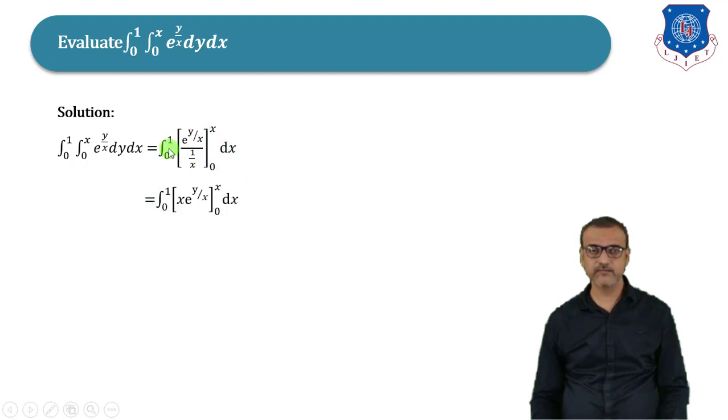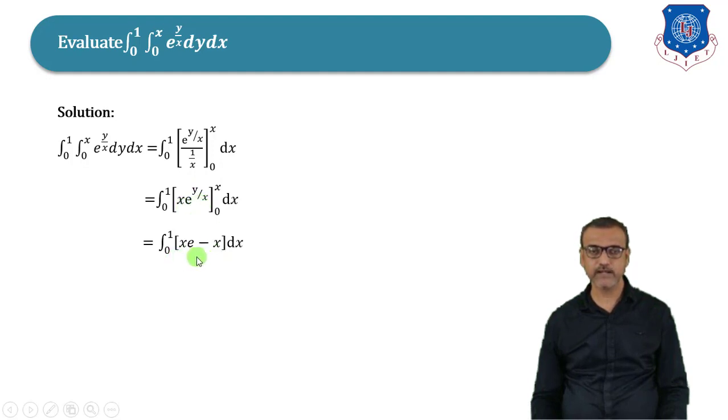Now this is equal to integration from 0 to 1, x into e raised to y by x, and the limit is from 0 to x dx. Now this is equal to integration from 0 to 1. Now we will replace y by x. So x will be as it is, e raised to x by x, so it will become e raised to 1. Then after minus, for lower limit 0, if you replace y by 0, it will become e raised to 0, and e raised to 0 is 1. And if you multiply 1 by x, the result is x.